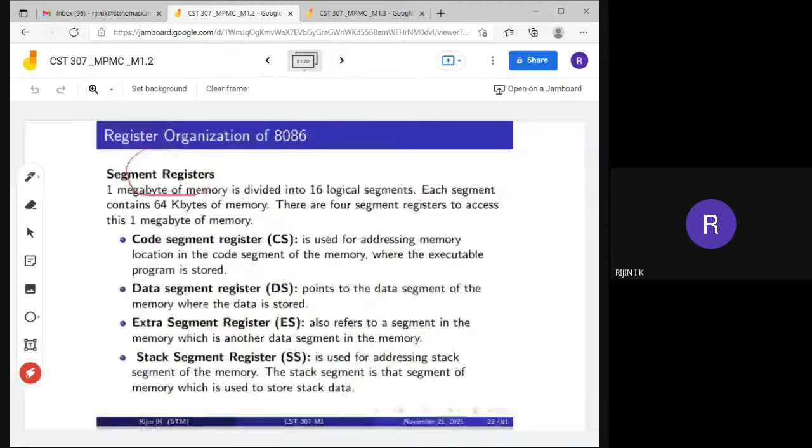Then next is segment register. As we have discussed, in 8086, the 1 MB of memory is divided into 16 different logical segments.